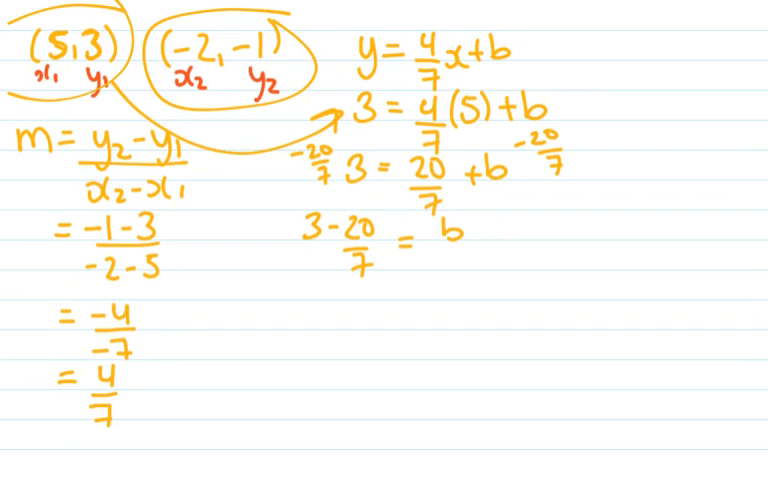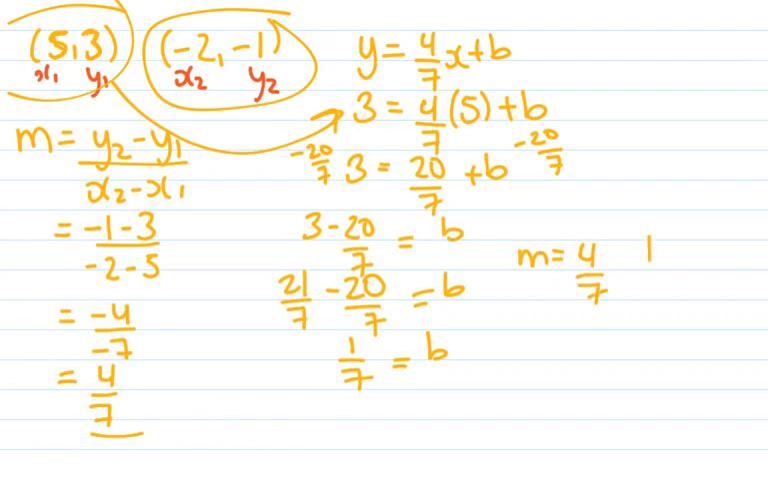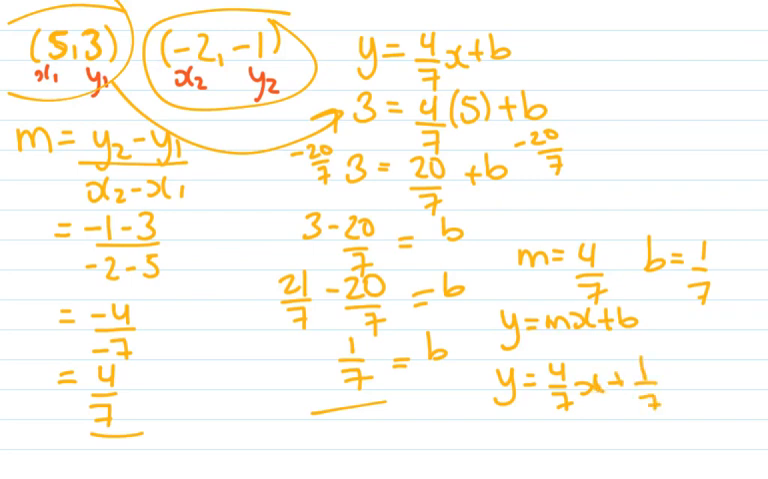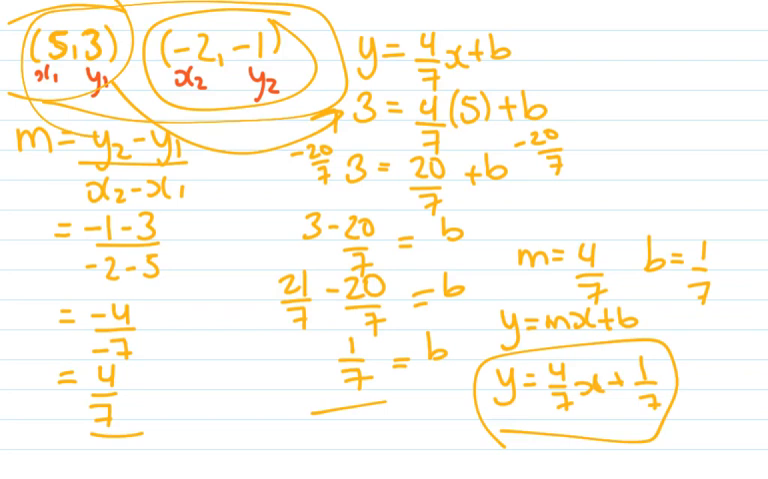I need a common denominator, so 3 with a denominator of 7 would be 21 over 7, right? Because 21 divided by 7 equals 3. Minus 20 over 7 equals b. 21 minus 20 is 1/7 equals b. Okay, so now I have m equals 4/7 and b equals 1/7. So in my equation, y equals mx plus b, I'll have y equals 4 over 7x plus 1 over 7, and that's my equation.